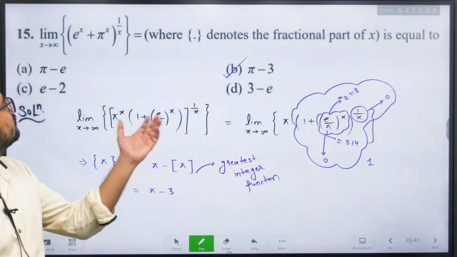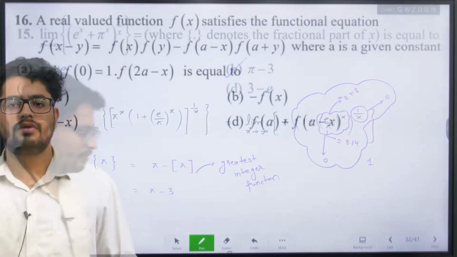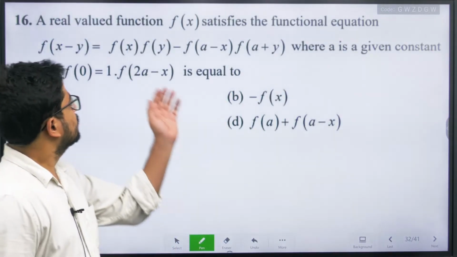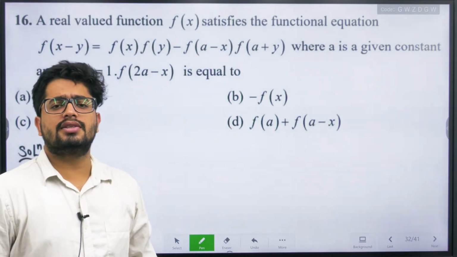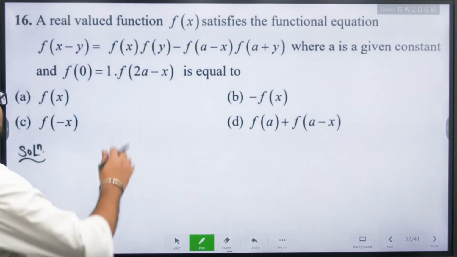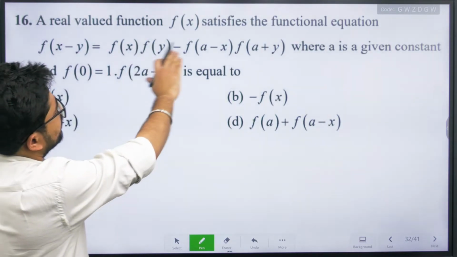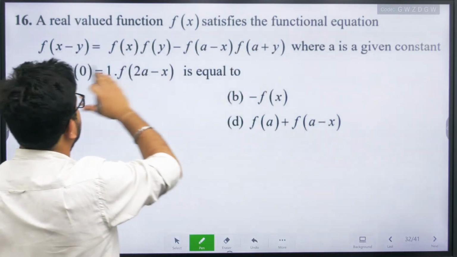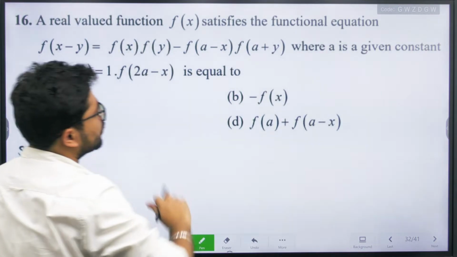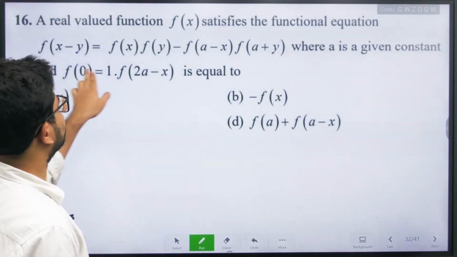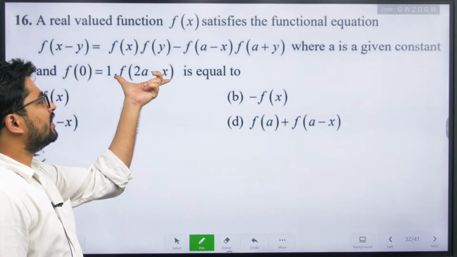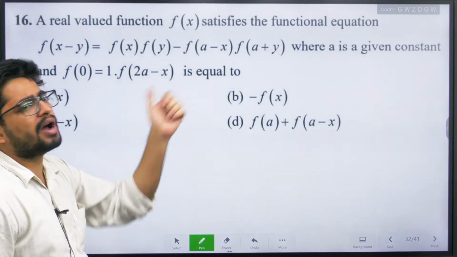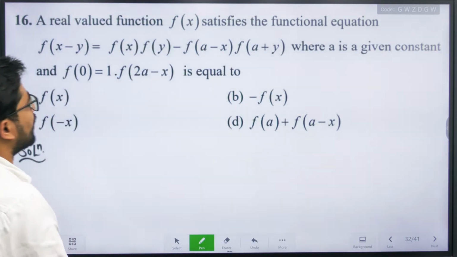Okay. So this is your question number 15. Now this is our next question and this is from your revision portion. The question is, you have a real valued function f(x) satisfying some rule here, where a is some given constant and f(0) is equal to 1. So you have to find what f of 2a minus x is.